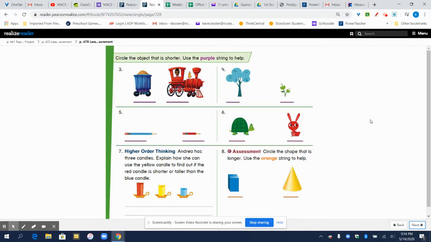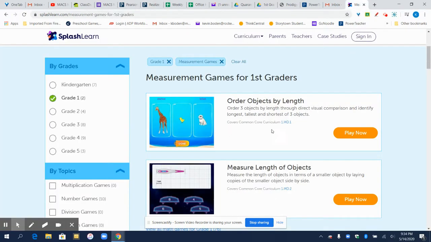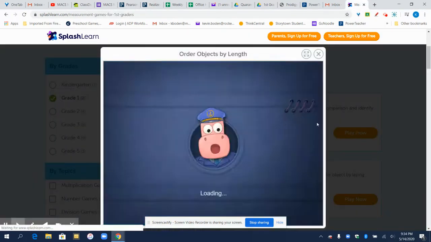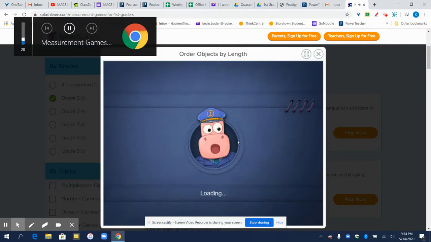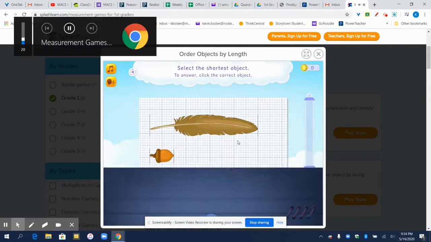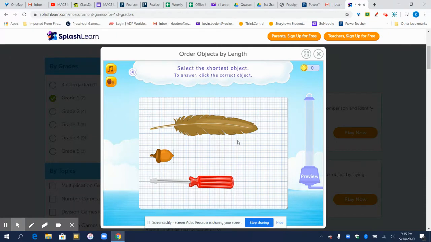And then before you go, I'm going to show you one little website up here, and it's on Splash Math. So if you have your iPads at home, you can play this at home. But it's going to be measurement of objects. And it's kind of fun to play, actually. I was playing a little bit earlier. So I'm going to play it right now. And it says it out loud. So we have to select the shortest object.